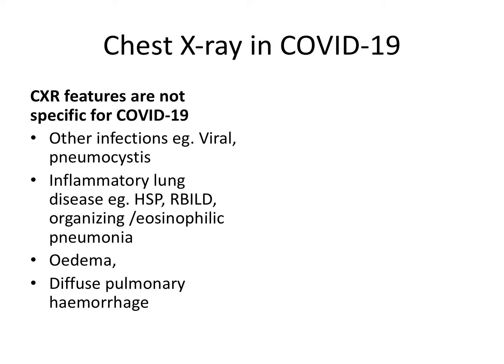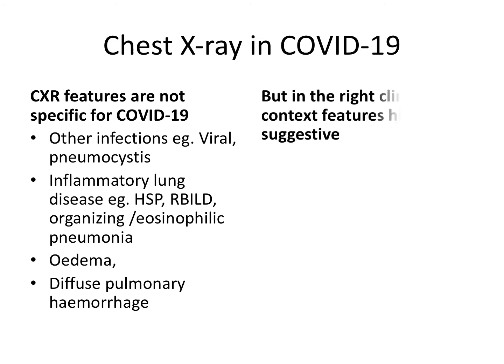We mentioned that the chest X-ray is insensitive in some cases. It's also non-specific in that similar findings may be seen in other infective processes, including viral pneumonia and pneumocystis, as well as other inflammatory conditions such as hypersensitivity pneumonitis, smoking-related lung disease, organizing and eosinophilic pneumonia, as well as edema and diffuse pulmonary hemorrhage. However, in the appropriate clinical context, the imaging findings are highly suggestive of the condition, and you know their context.